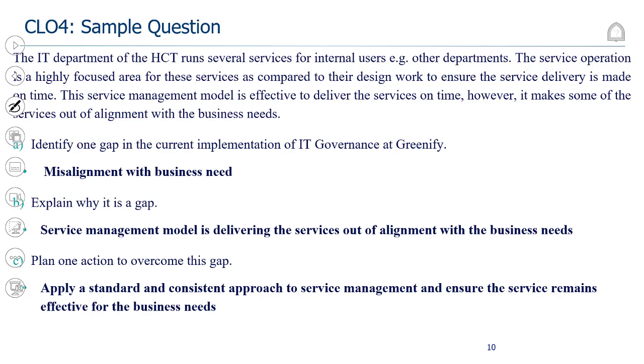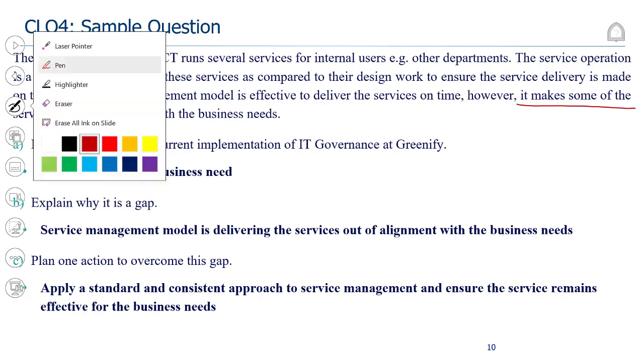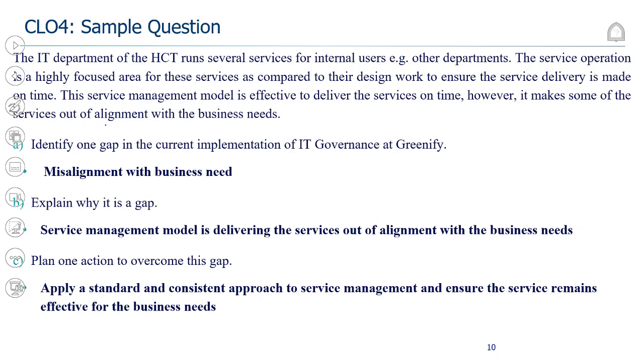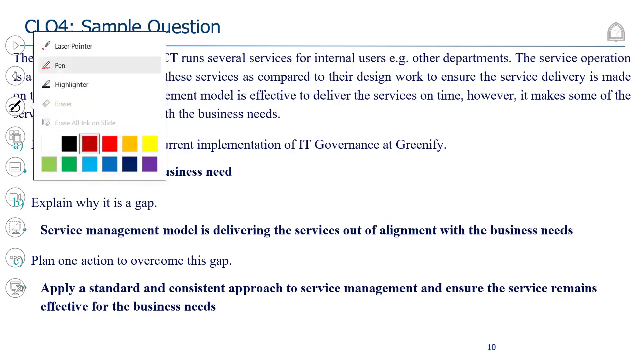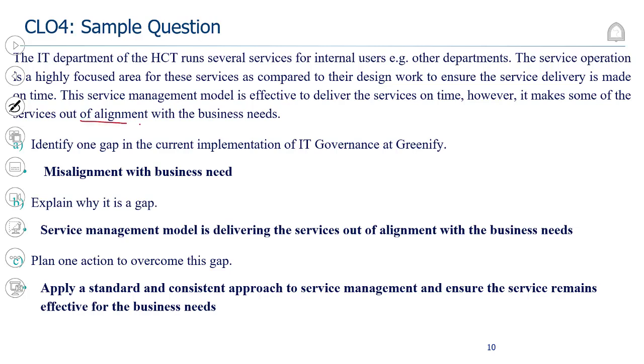So let's look at this one here, for example. Everything is okay. They seem to be doing things so well. But the problem is here. That statement is where they make some of the services out of alignment. It doesn't matter how well you're doing things, but if you're carving out services which are not aligned with the business, then that's a problem. That's a gap.